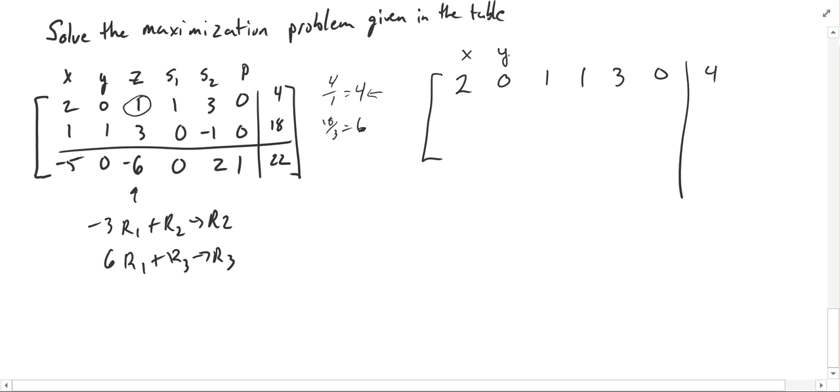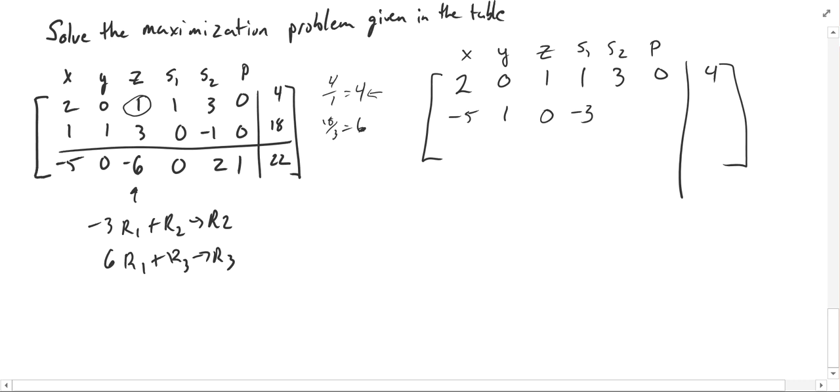It was the X column, the Y column, the Z column. I've got two slack variables, S1 and S2, and I'm trying to maximize P there. Alright, so if I do -3 times 2 plus 1, that's a -6 plus 1 will give me a -5. -3 times 0 plus 1 is going to stay 1. -3 times 1 plus 3 gives me 0, which I was hoping to get there. -3 times 1 plus 0 would be -3.